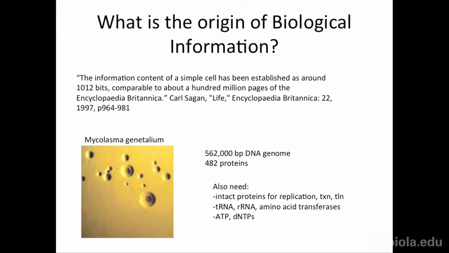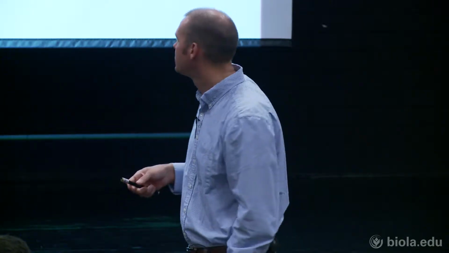562,000 base pairs in its genome. It's a little over 500,000 base pairs, which is a really small genome. It only codes for 482 proteins. But that's still a lot of information, right? It's just a small genome, small number of proteins necessary.